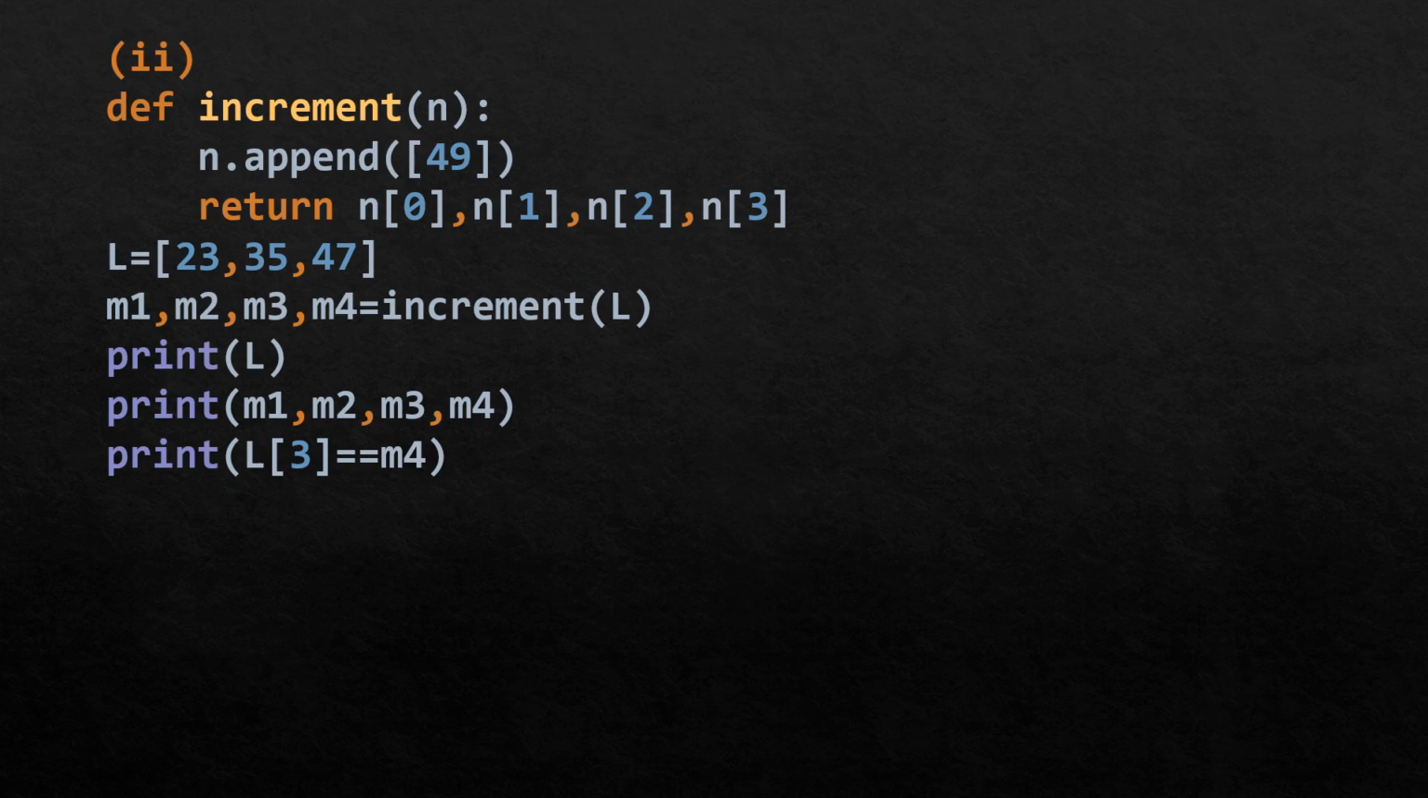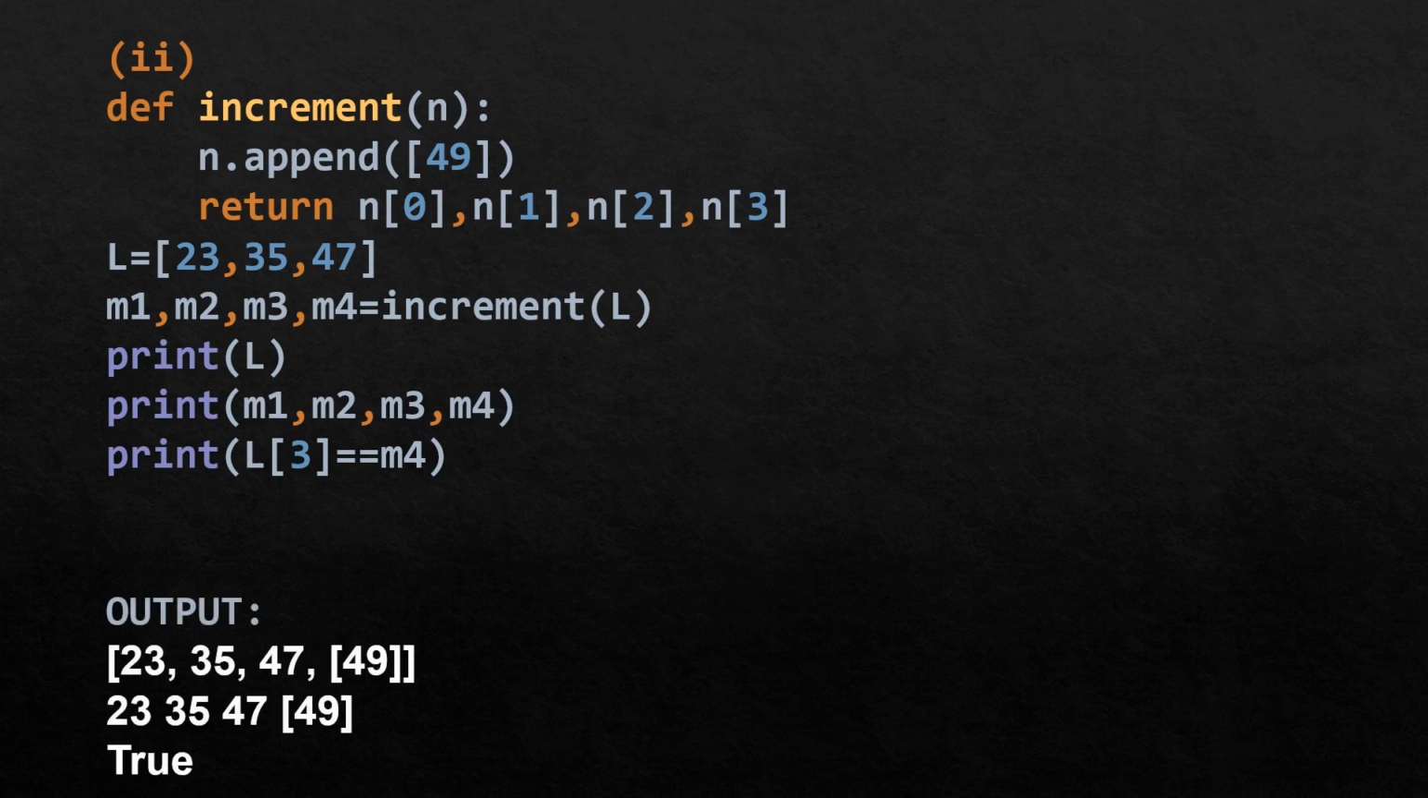Now L will be like this. As you can see, 23, 35, 47, and 49 are appended at the end of the list. Now print m1, m2, m3, and m4. It will print the corresponding values, and finally it will check whether L[3] is equal to m4 or not. Yes, L[3] is 49. That means the number present at index number 3 is 49. So that is also the same as m4. So the returned value is True.